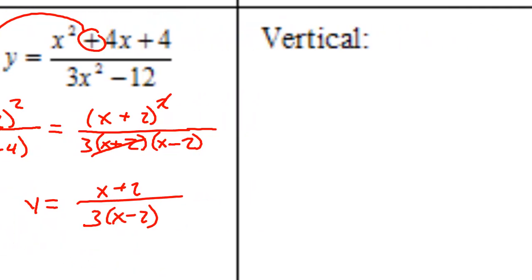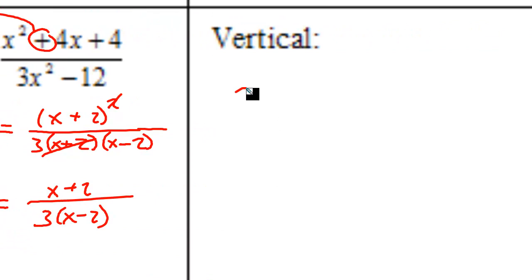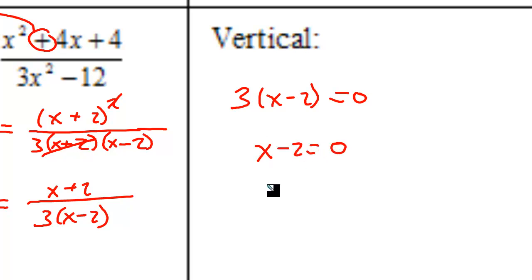So how do you find the vertical asymptotes? Take your denominator, set it equal to 0, and solve it. And divide both sides by 3, add 2 to both sides, and I get x is 2.